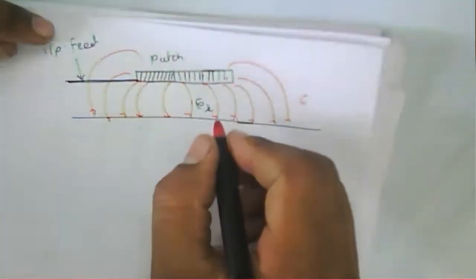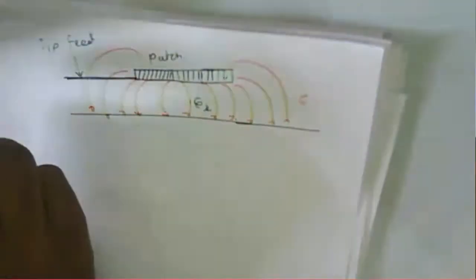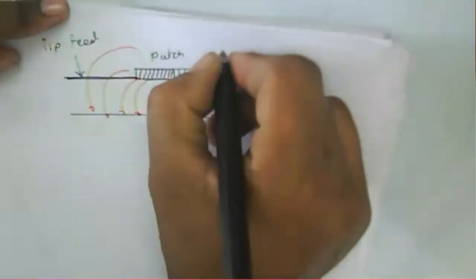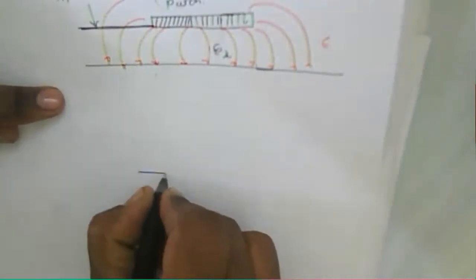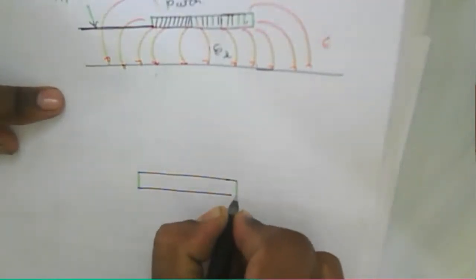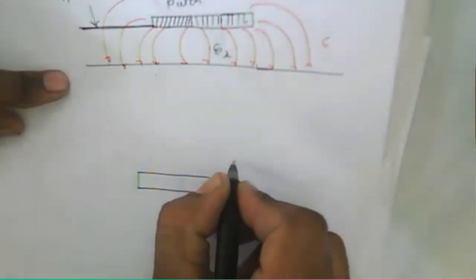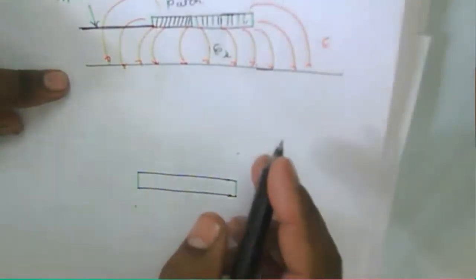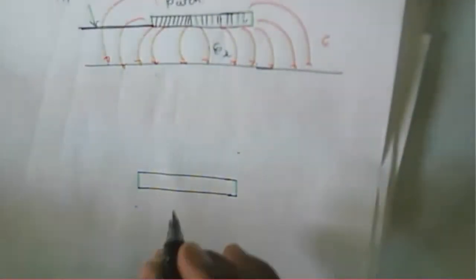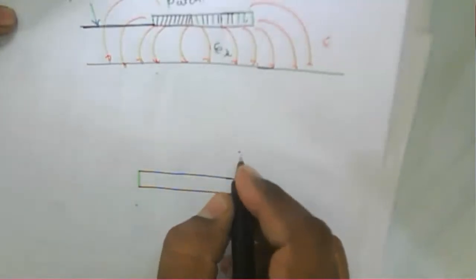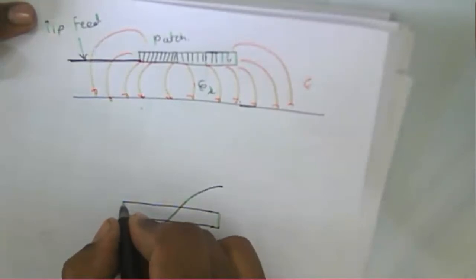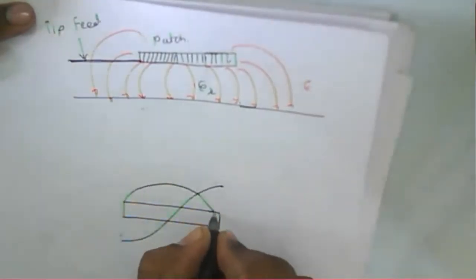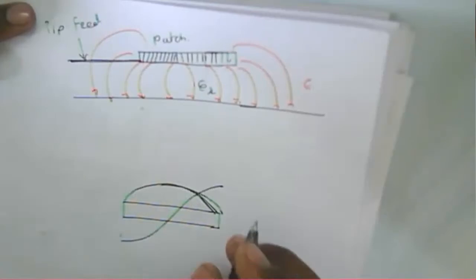Now, what about the voltage and current distribution? Since this patch will act as a dipole, somewhere it will be positive and somewhere negative. If you draw a current distribution for a given patch, somewhere it will be positive, so I draw this particular positive and negative likewise. This one is the current distribution.